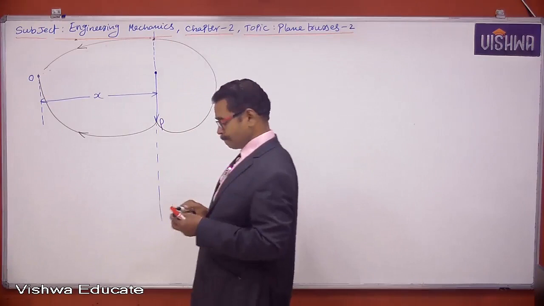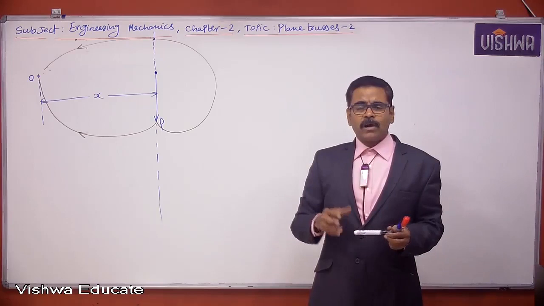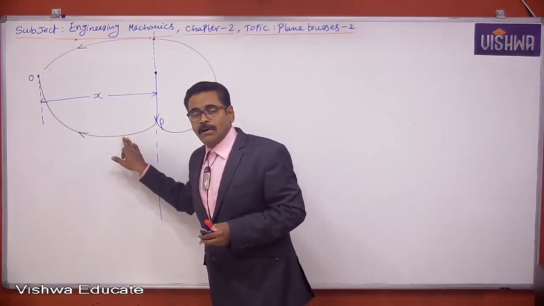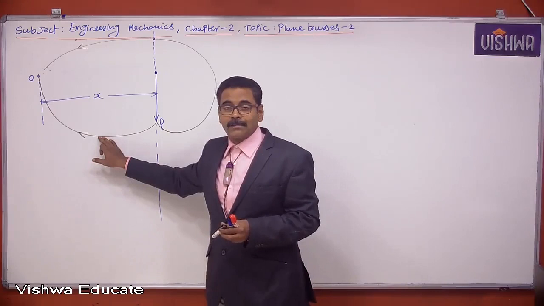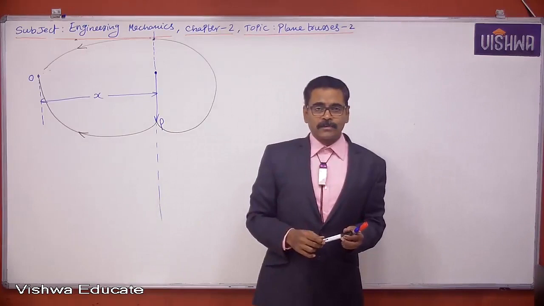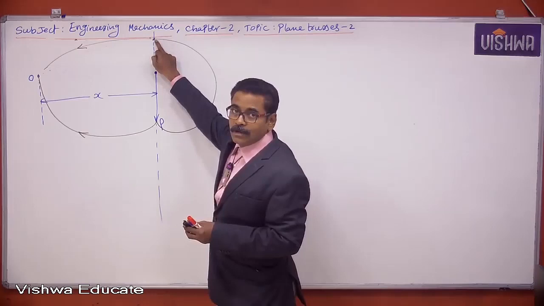Is it clockwise moment or anti-clockwise moment? The arc of moment should not intersect line of action of force. This arc is not intersecting line of action of force, so this is the direction of moment. The moment means force into shortest distance, not longest distance. So this arc is not intersecting line of action of force, and this arc is intersecting line of action of force somewhere here. So arc of moment should not intersect line of action of force.